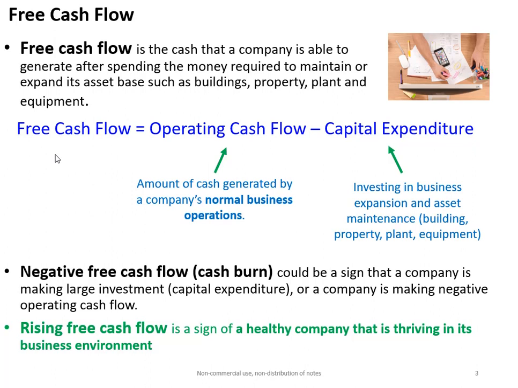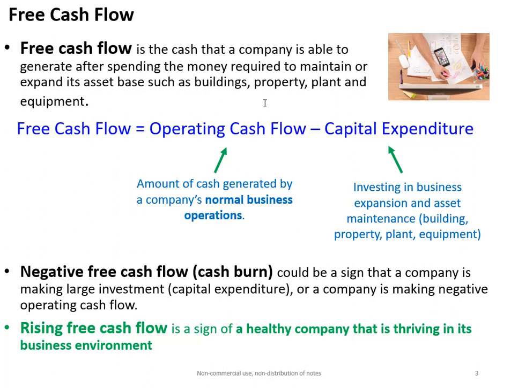If the company generates negative free cash flow, it could mean two things. Number one, the company is making large capital expenditure. The capital expenditure is so large that it is bigger than the operating cash flow. That's why you have negative free cash flow. Or secondly, in the first place you have a negative operating cash flow.